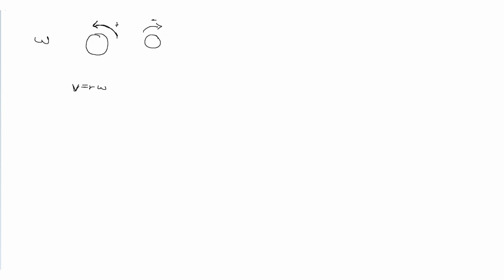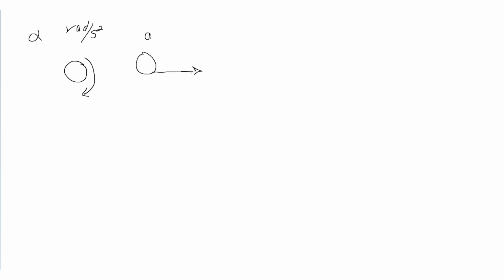Okay, so now let's look at angular acceleration. Angular acceleration, which we're going to call alpha, is the rate of change of angular velocity, so it's measured in radians per second squared. This is different from linear acceleration because it's how fast the object is changing in the rotational direction, you could say. And it's different from just a because that's how fast the object is changing in that direction.